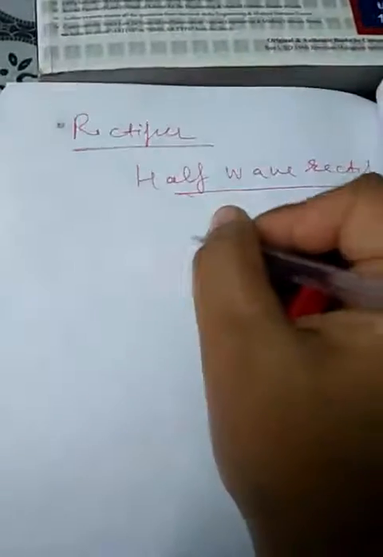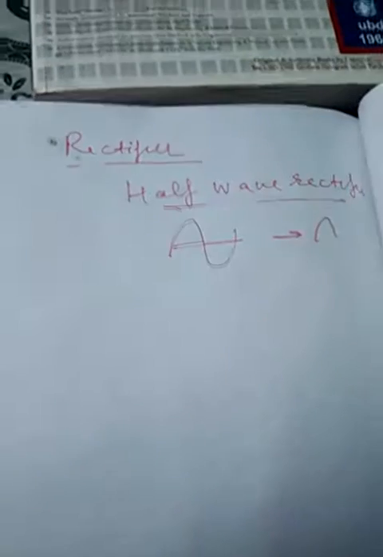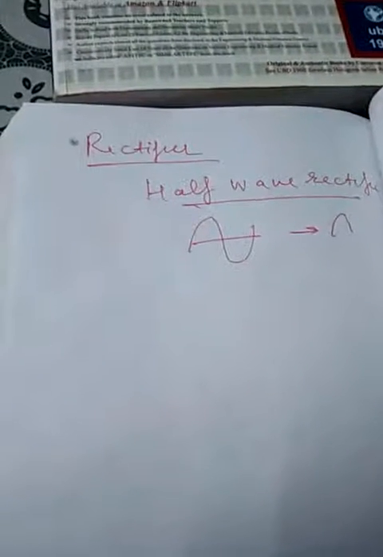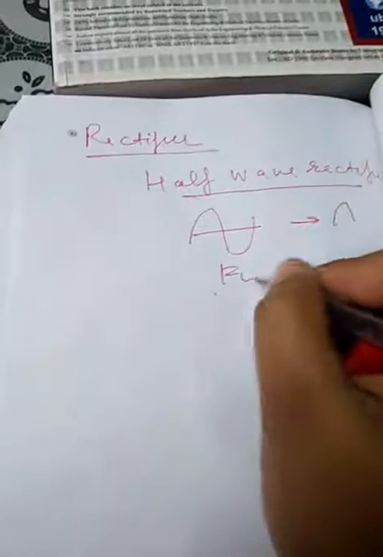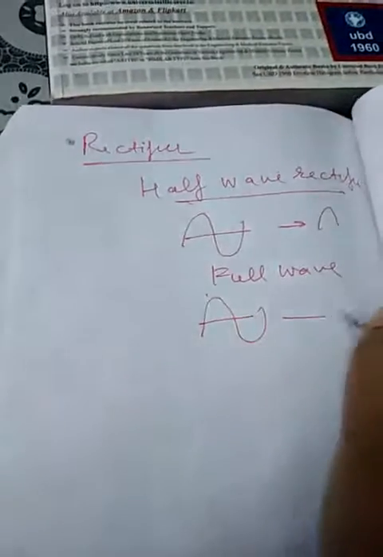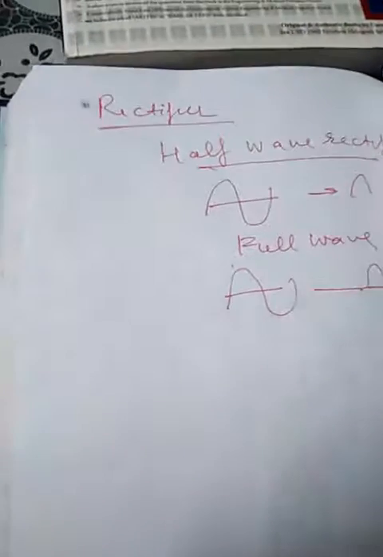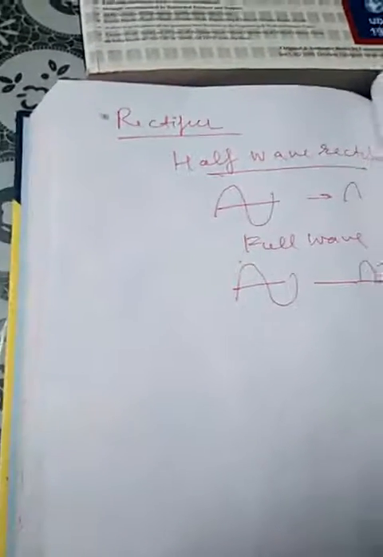So first of all, what is a half wave rectifier? A half wave rectifier is a device which rectifies only half of the signal; it rectifies only one half of the signal. Then there is a full wave rectifier, which rectifies the full wave of the signal. Both halves of the signal get rectified this way, which helps in converting AC into DC. So these are the basic devices.